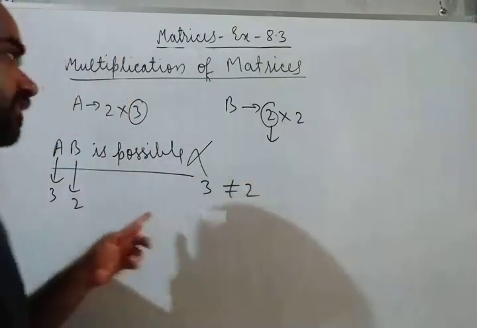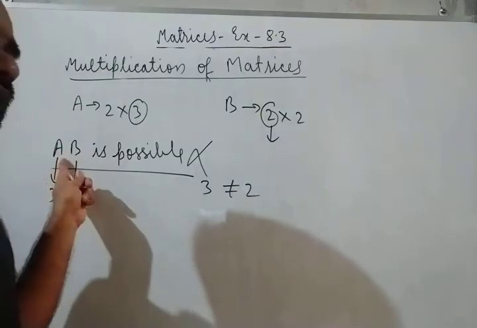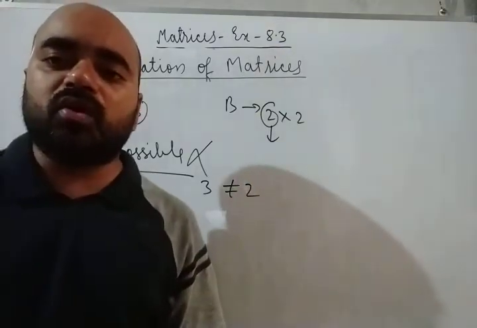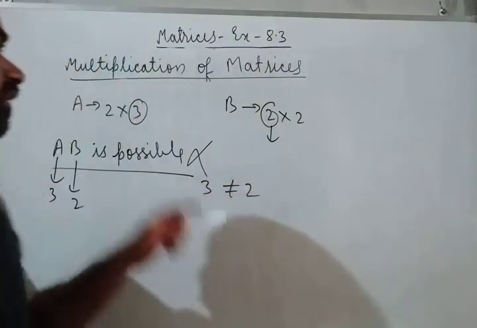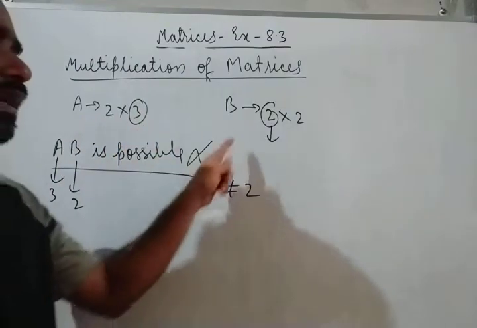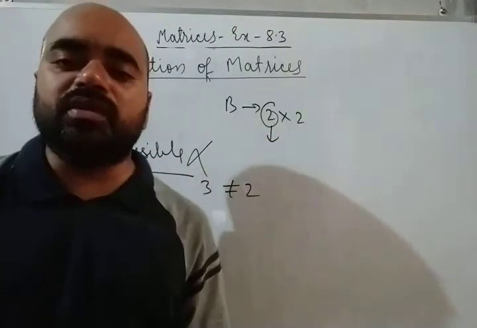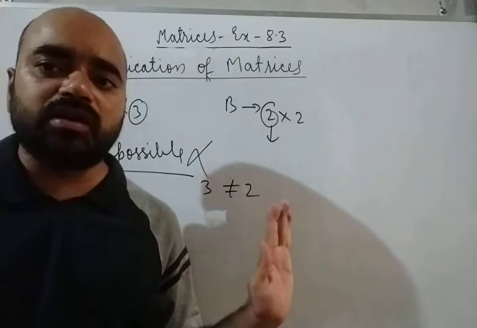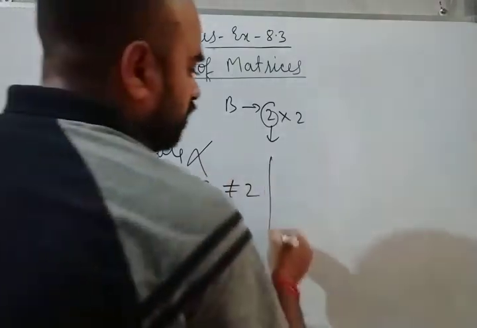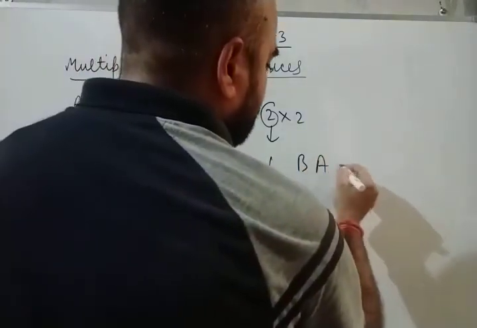Why? AB means the number of columns in A must be equal to the number of rows in B. But the number of columns in A is 3 and the number of rows in B is 2. It means matrix multiplication is not possible. Now check for BA, whether BA is possible or not.